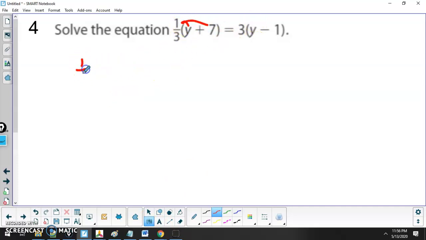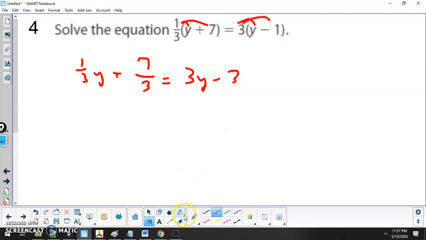So you'd have 1/3 y, and then 1/3 times 7, okay? So you do 1 times 7, which is 7, and put the 3 on the bottom. So 1/3 y plus 7/3 equals 3y minus, distribute here, minus 3.